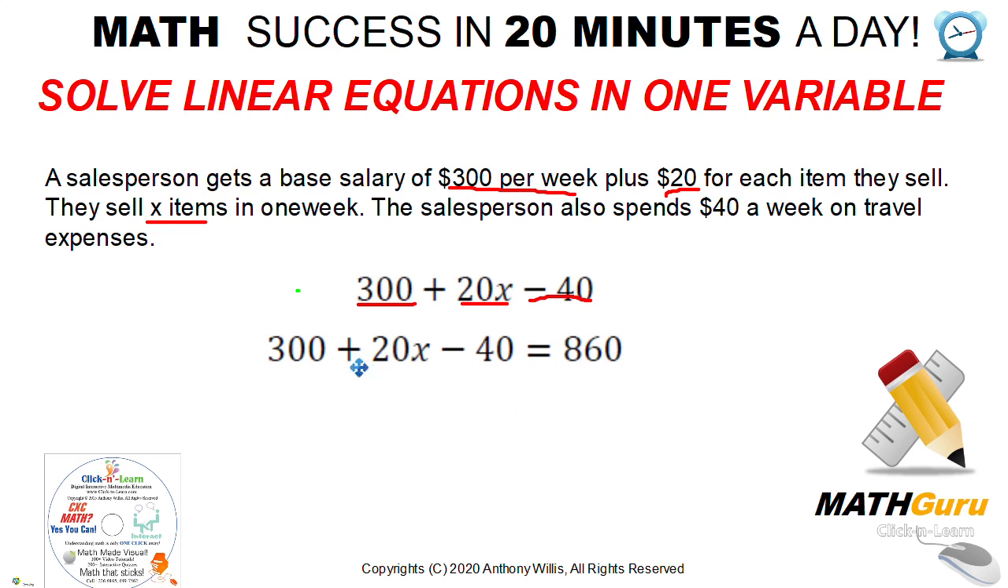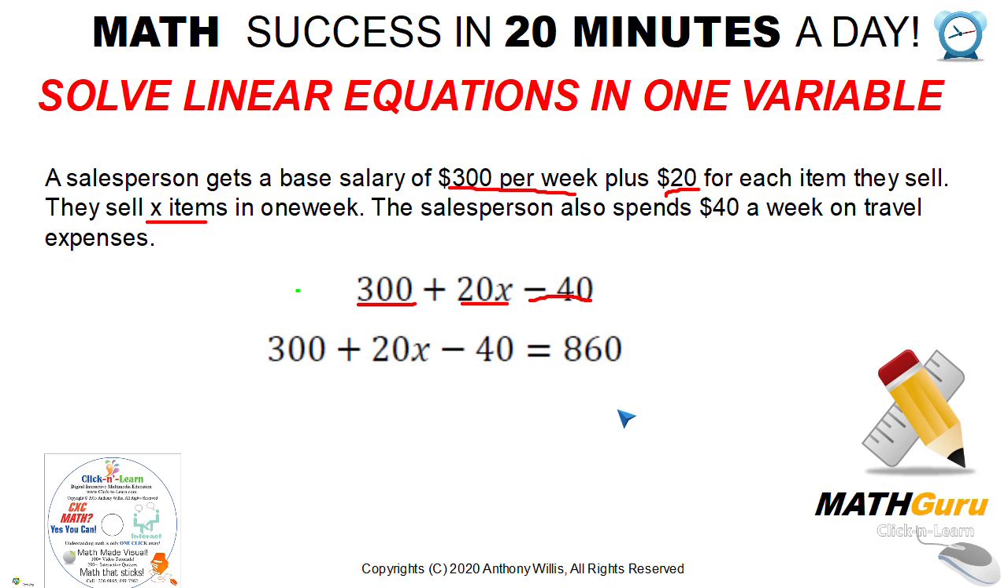You can pause the video and do that right away. You subtract 300 from 860, that's 560. You add 40 to 560, that's 600. And you divide 600 by 20, and you get x equal to 30.